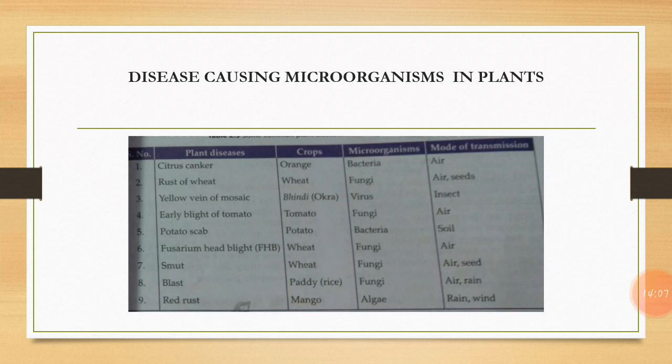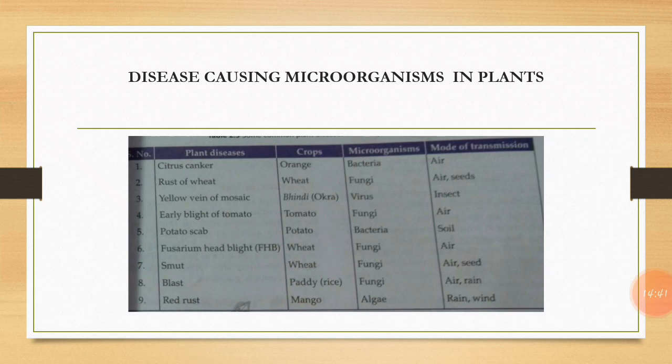And the microorganism responsible for this disease is a virus, and how is it transmitted? It is transmitted through insects. Early blight of tomato is caused by fungi, and the mode of transmission is air. Potato scab occurs in the crop potato, and the microorganism responsible is bacteria, and the mode of transmission is soil.